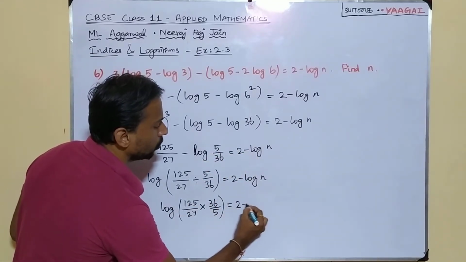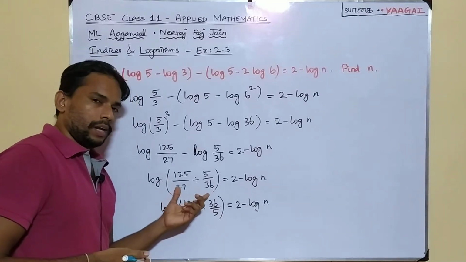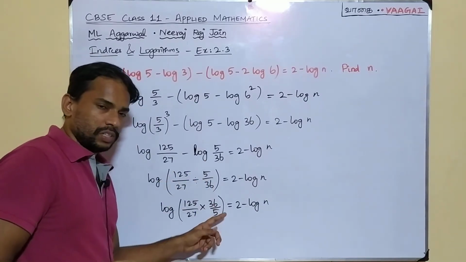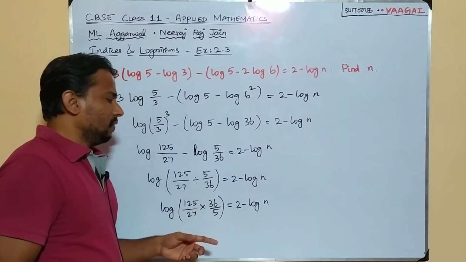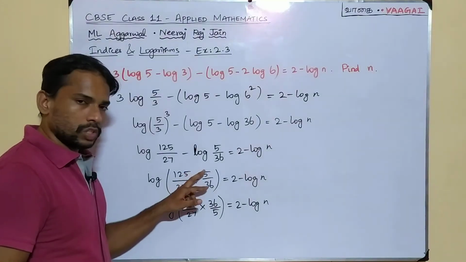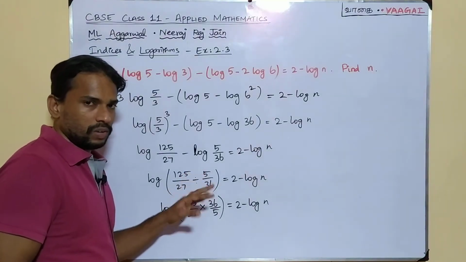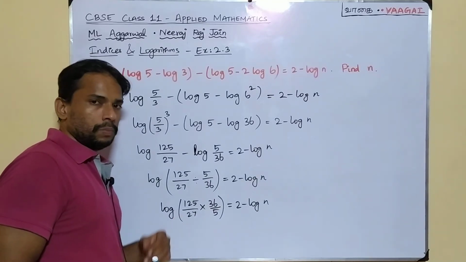So is equal to 2 minus log n. This is what it becomes, right? It's a basic property, right? Whenever we have two fractions, when one of them is divided by the other, we simply take the division symbol as multiplication, and we swap the numerator and denominator. That is, we are taking the reciprocal. That's it. Now coming back here, we can do some simplification.